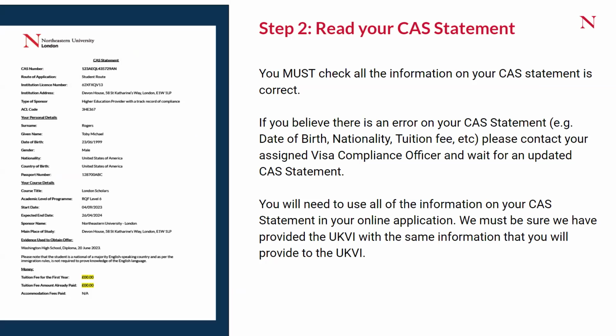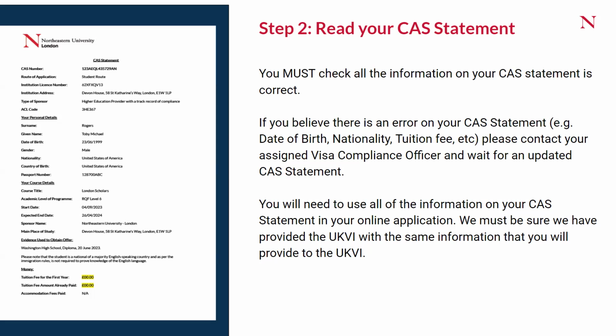You must check that all of the information on your CAS statement is correct. If you believe there is an error on your CAS statement, for example, your date of birth, your nationality or tuition fee is incorrect, please contact your assigned visa compliance officer and wait for an updated CAS statement if there is indeed an error. You will need to use all of the information on your CAS statement in your online application. We must be sure we have provided the UKVI with the same information that you will provide to the UKVI, so picking up errors is crucial.